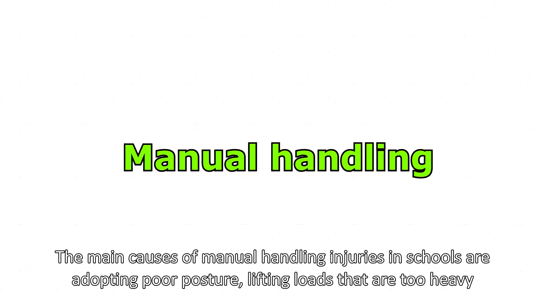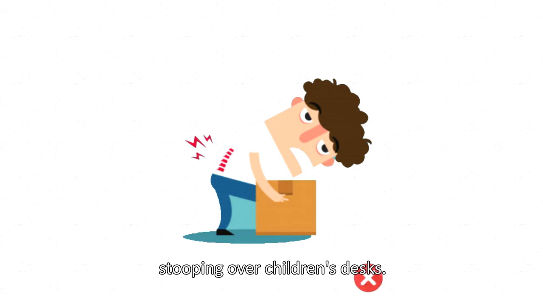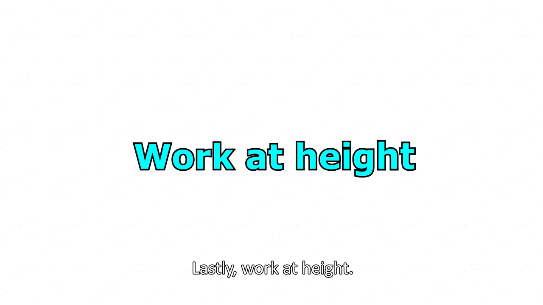Seventh, manual handling. The main causes of manual handling injuries are adopting poor posture, lifting loads that are too heavy, and stooping over children's desks.